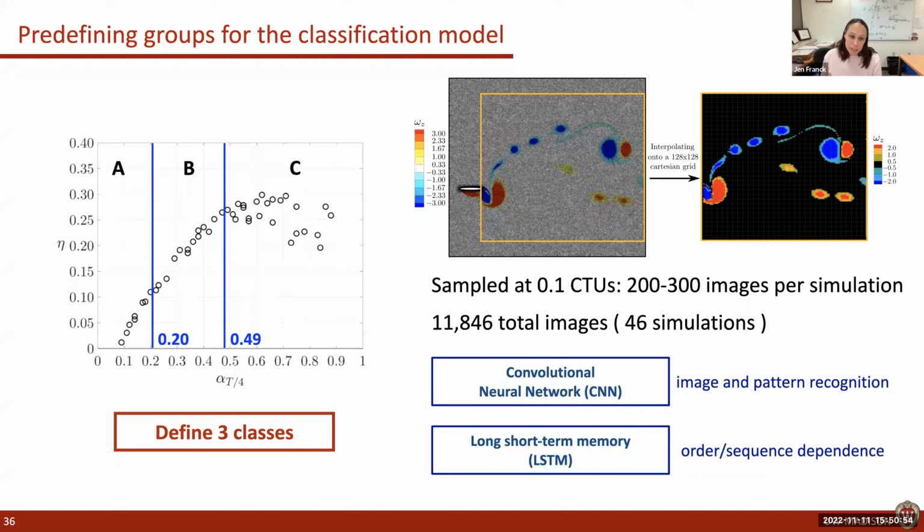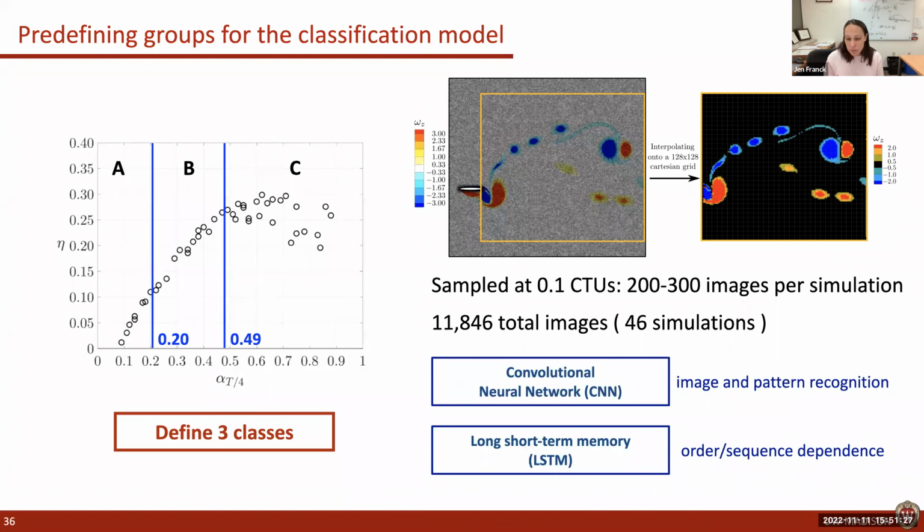So the first neural network that we did is a classification network. In this case, we tell the neural network we have 3 classes of flows, and we use those same 3 regimes from the previous section, regime A, regime B, regime C, and we drew lines at alpha t/4 at specific values, and we trained the algorithm to sort the stack of images into one of these 3 bins.